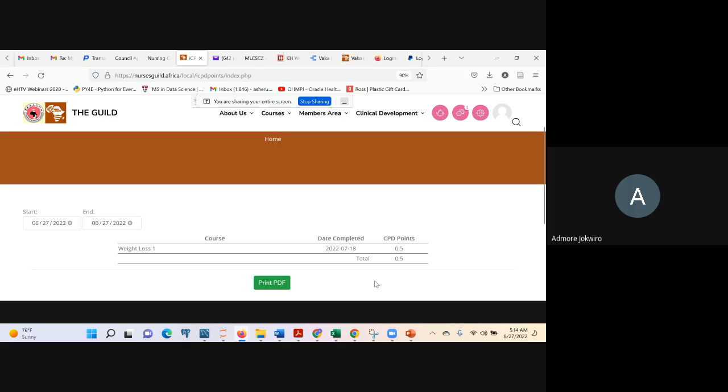If you have any challenges, you can talk to any one of our ambassadors, or even the support team. You can write an email to the support team, or even interact with them via WhatsApp. This is something that has just been recently developed, the CPD report, and you can do that.